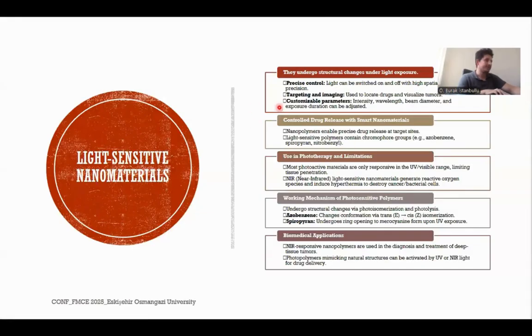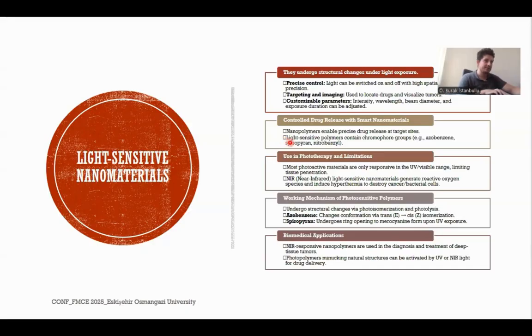Photosensitive nanomaterials change their structure when exposed to light. Light allows precise control over drug release with high spatial and temporal resolution. These materials are useful for targeting and imaging tumors. Their response can be tuned by adjusting light intensity, wavelength, and exposure time.